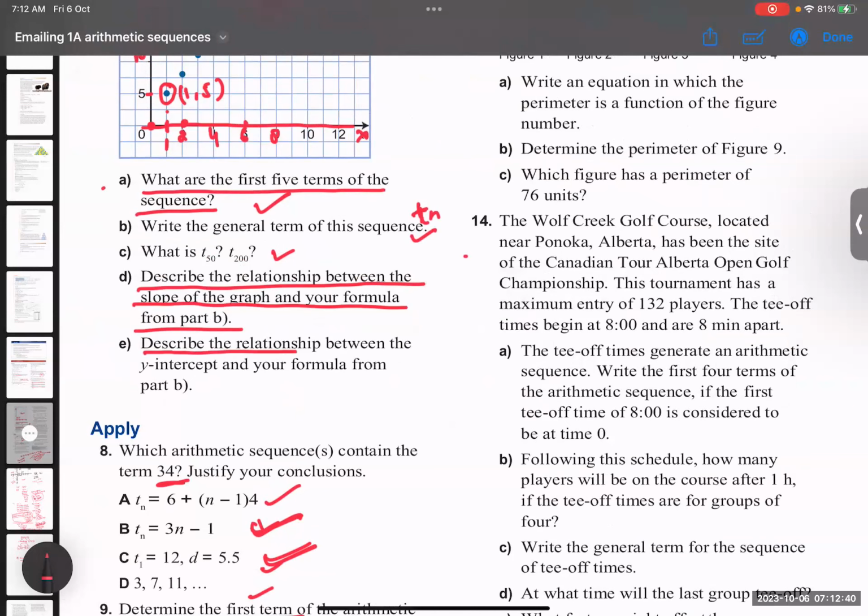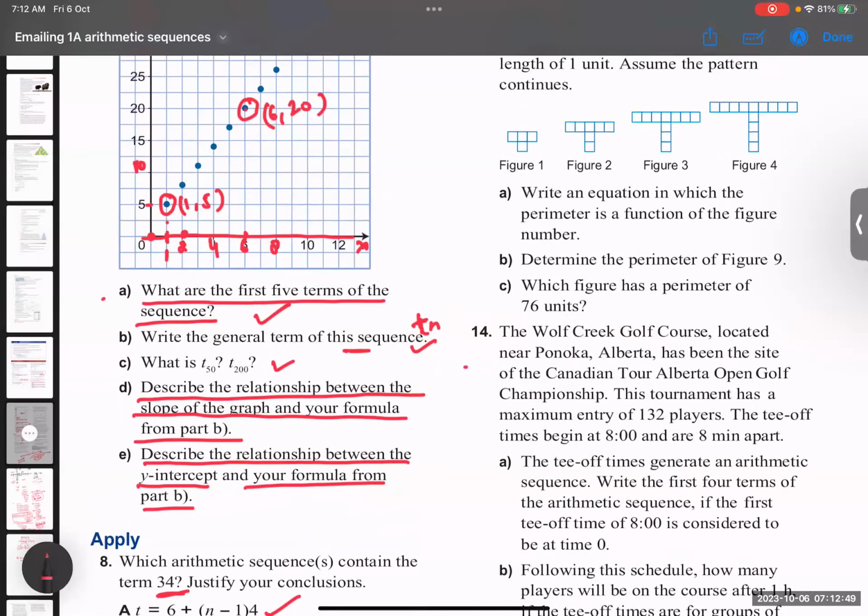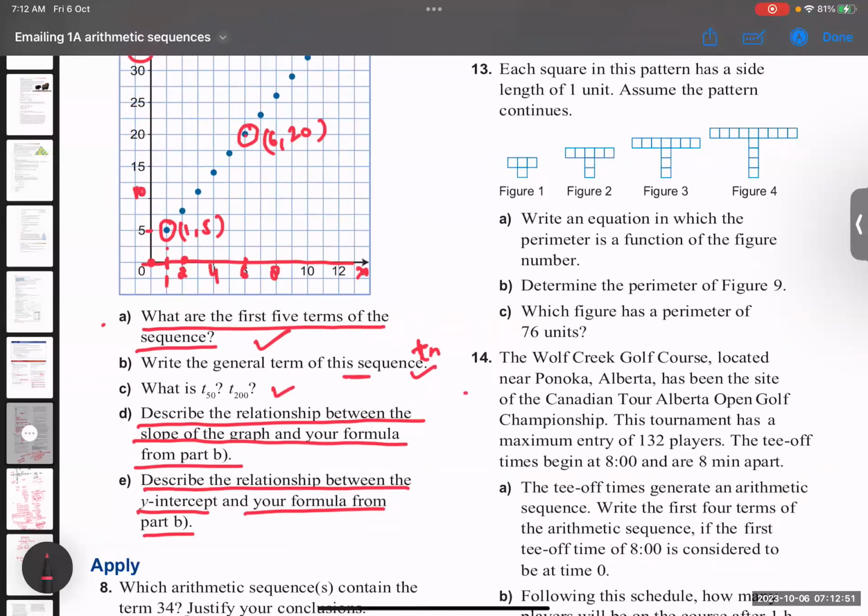Describe the relationship between the y-intercept and your formula from part B. Look at the y-intercept. What is the y-intercept? It is where it cuts the axis: 2, 6, 8, 10, 12. This is the y-intercept. 5 and 20 is the y-intercept.